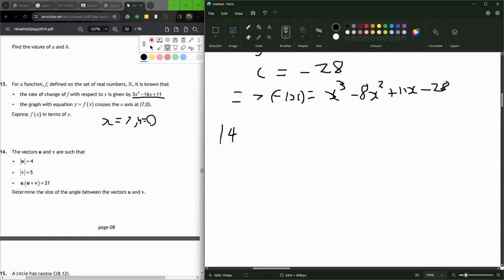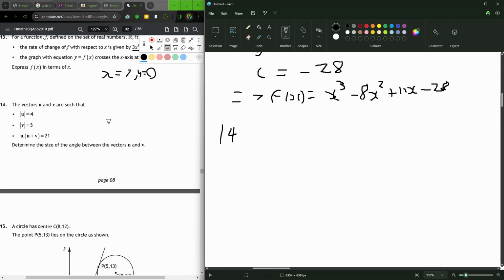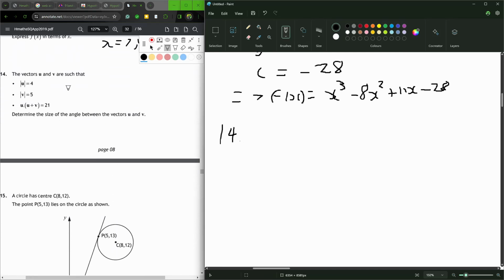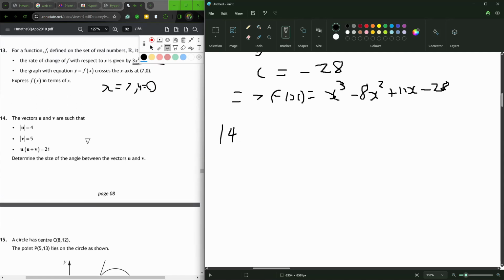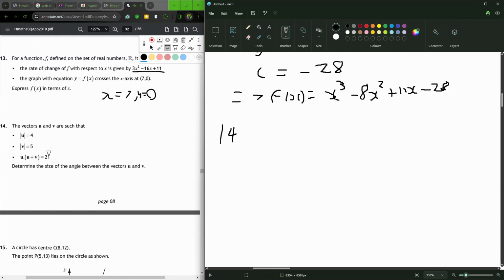The vectors u and v: the magnitude of u is 4, the magnitude of v is 5, and the dot product of u with (u plus v) is 21. Determine the size of the angle between vectors u and v.